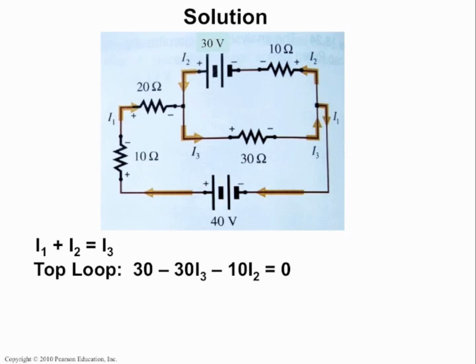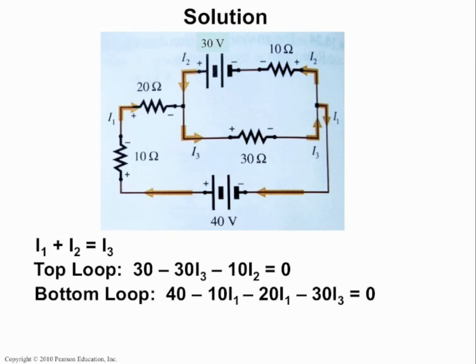Now the top loop, I'm going to be going in this counterclockwise direction because that's where all the currents go. So I start with my positive 30 volts, minus 30I3, because I got my 30 ohm resistor, V equals IR, I got that, and then minus 10I2, because also there's a voltage drop at this 10 ohm resistor. So I have 30 minus 30I3 minus 10I2 equals 0.